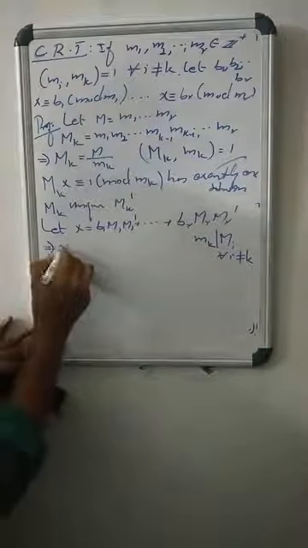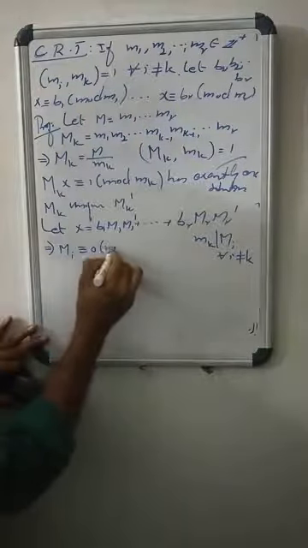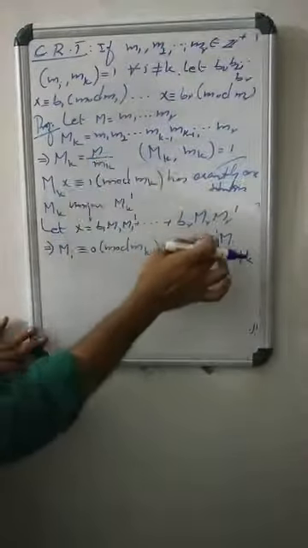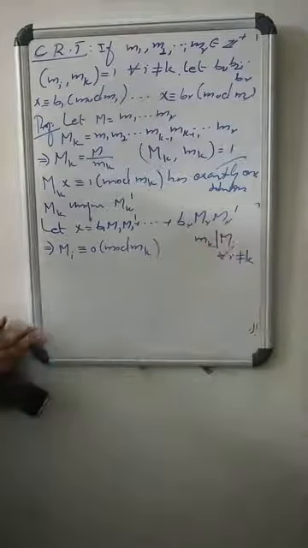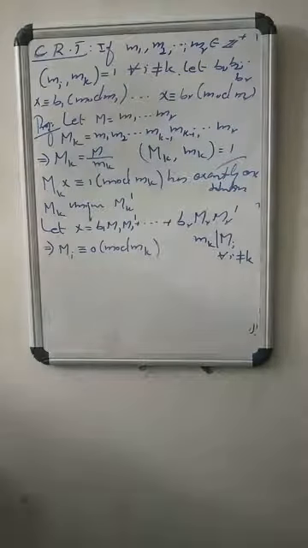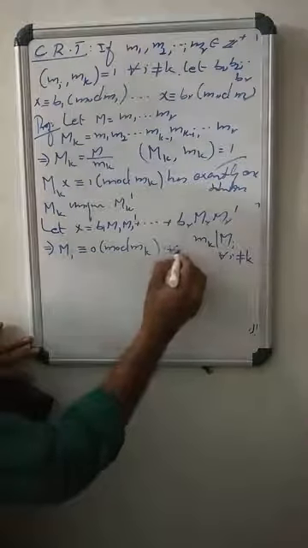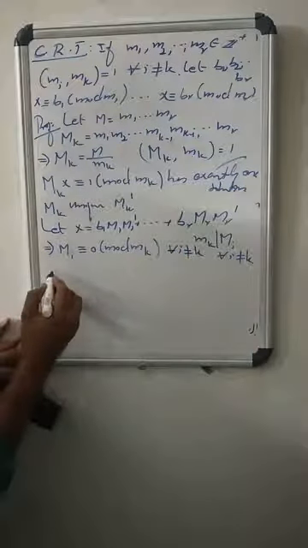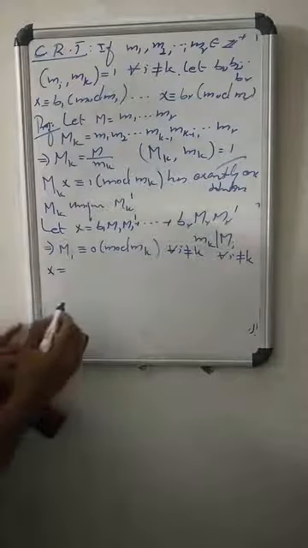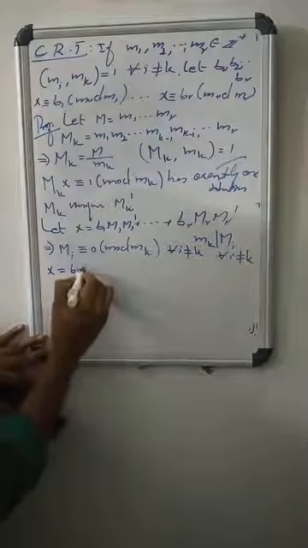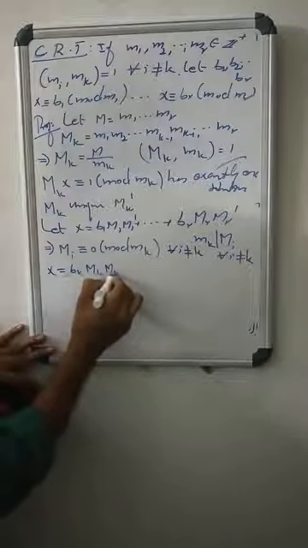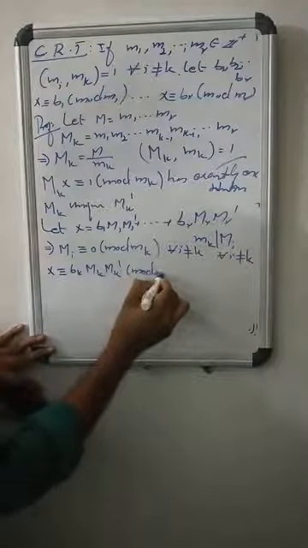That means Mi ≡ 0 mod mk, by the construction of Mi. Thus mk divides Mi, that means Mi ≡ 0 mod mk for all i different from k. Agreed? Therefore, we have x ≡ bk Mk Mk dash mod mk.